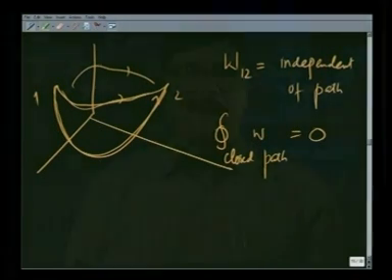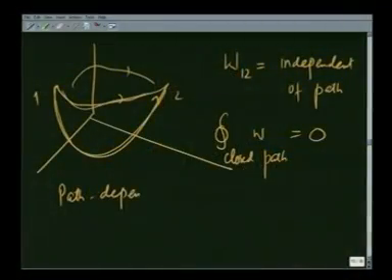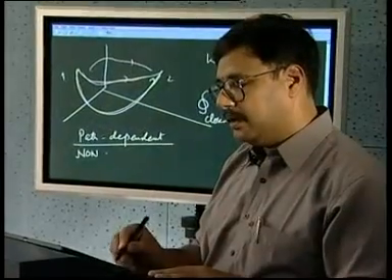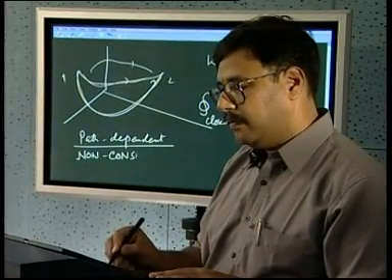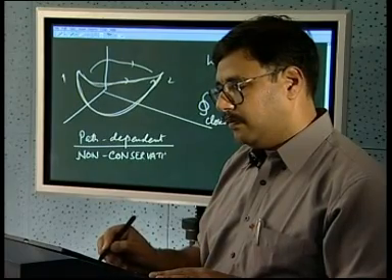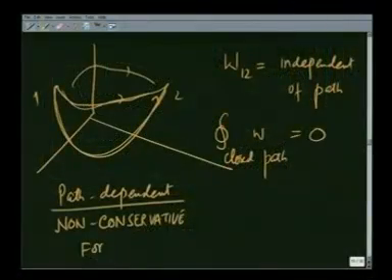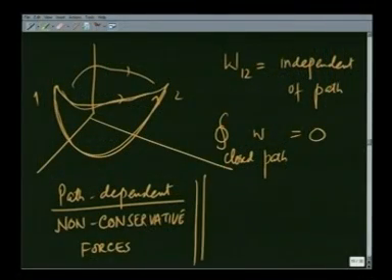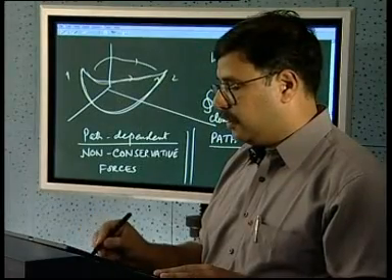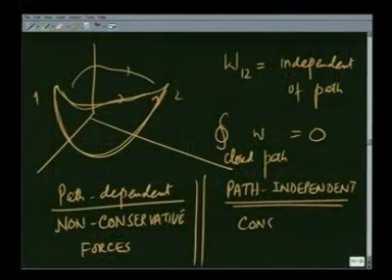So, we have seen two cases. In one case, the work may depend on path, in the other case, work may not depend on path. The cases where work is path dependent are known as non-conservative forces, whereas when work is path independent, these forces are known as conservative forces.